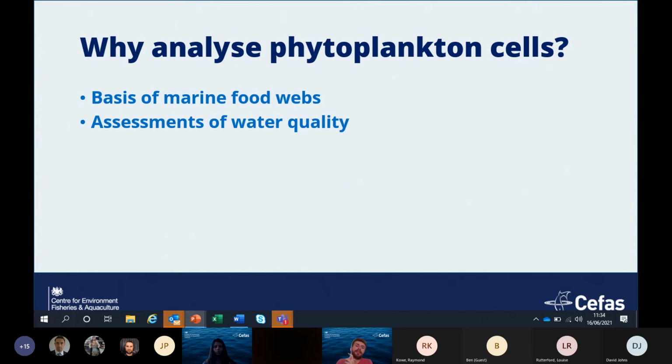You can use it as an assessment of water quality. Different groups of phytoplankton have different nutrient requirements. So if you have a lot of runoff from agriculture and things, that can change the proportions of certain groups of phytoplankton in the water. So you might be looking at things like eutrophication.